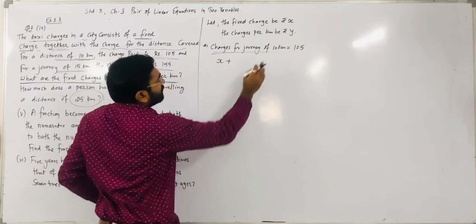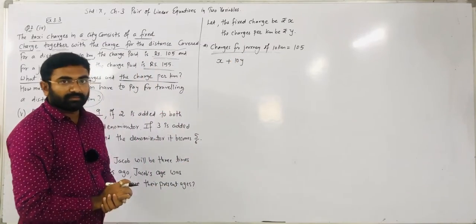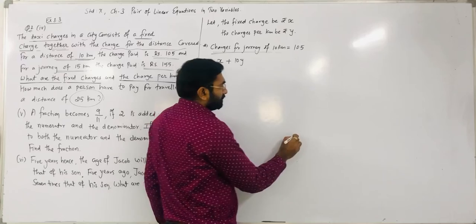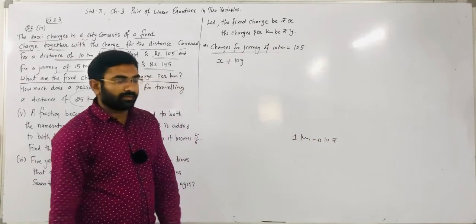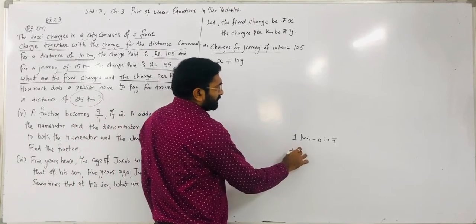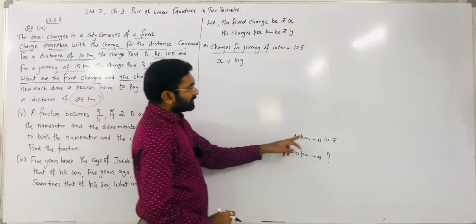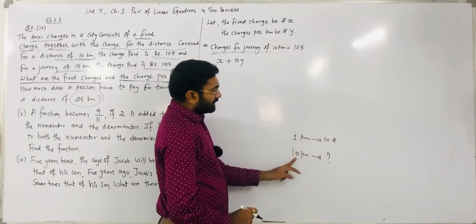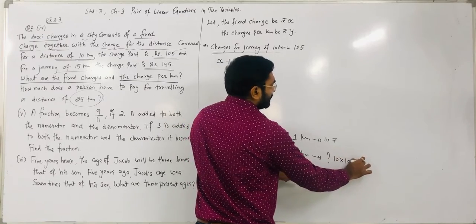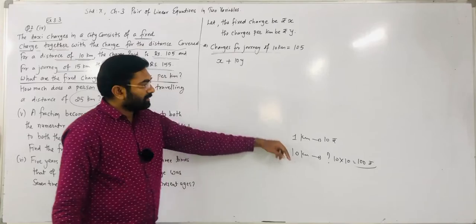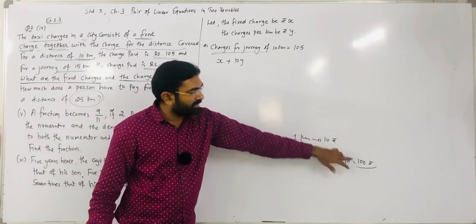Right? So what is the meaning of that? Here we get 10y. How do we get 10y? See, suppose I say the charge for 1 kilometer is 10 rupees. Then what is the charge for 10 kilometers? To find the 10 kilometer charge, you do 10 into 10, so you have to pay 100 rupees. Because the 1 kilometer charge is 10 rupees, the 10 kilometer charge is 10 into 10, so you get 100.